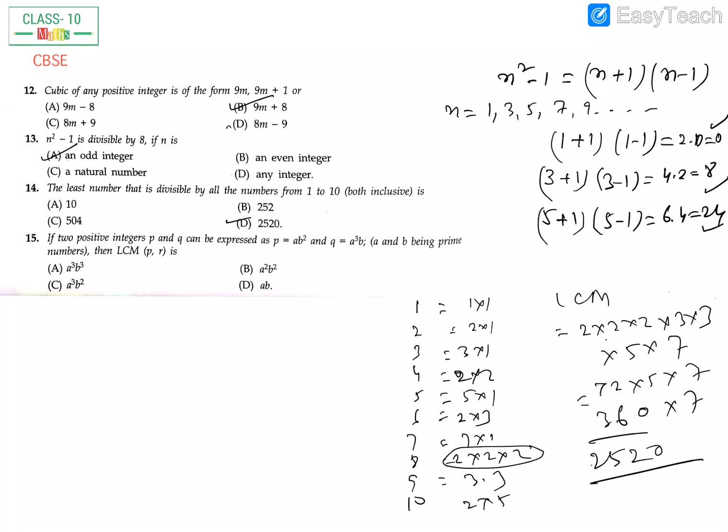2520. Now question number 15. If two positive integers p and q can be expressed as p is a b square and q is a cube b, where a and b being prime numbers, means this is the prime factorization of p and this is the prime factorization of q. So LCM of p and q will be the factors having more powers, like a cube into b square. So our option C is correct here.